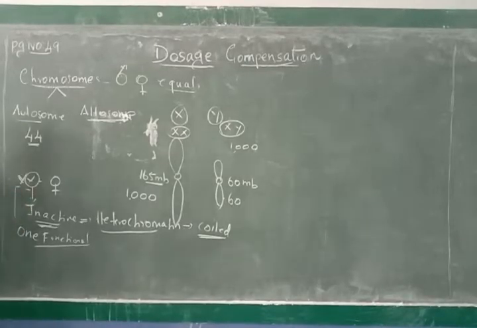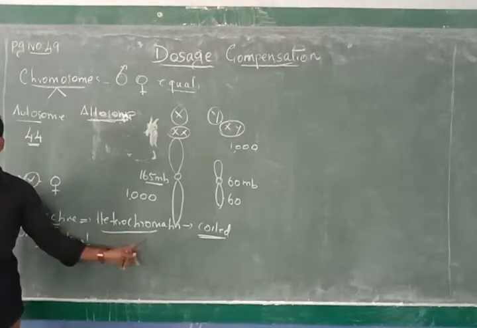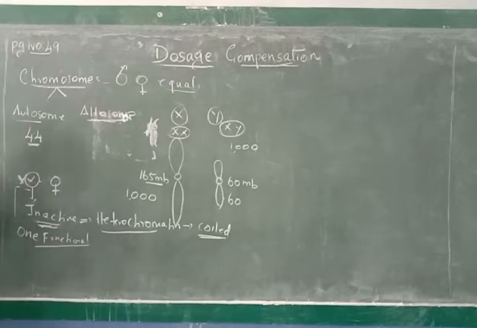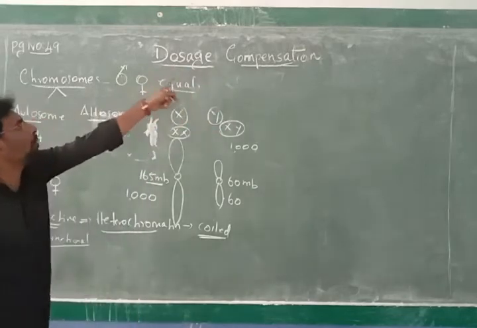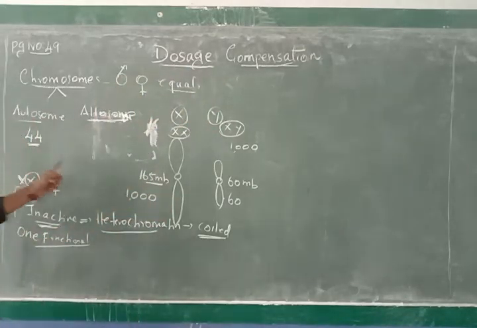But how it looks: inactive chromosomes are tightly coiled, so they become heterochromatic, and euchromatins are always loosely coiled inside. Is that clear? This much? Right. So this is how we are compensating the dosages in the chromosomes.